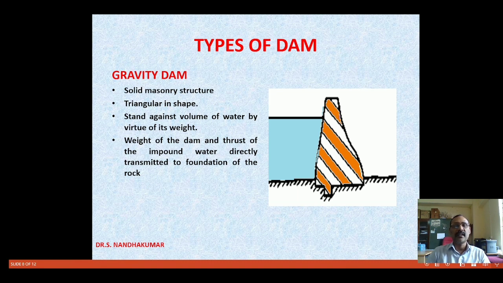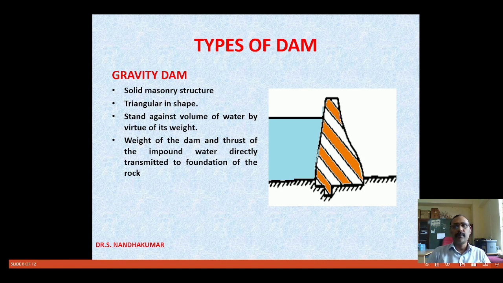Where hard rock areas are there, we build this type of dam, because the main thing in a gravity dam is the weight. The design weight depends on the volume of water present on the upstream side. The weight of the dam and the thrust of the impounding water are directly transmitted to the rock foundation. This is a gravity dam. A gravity dam is always triangular in shape.